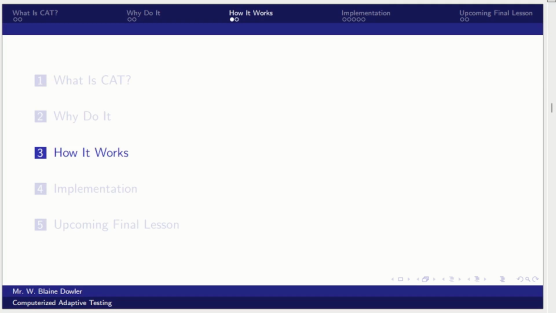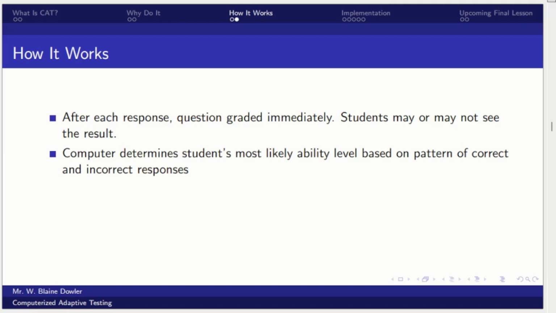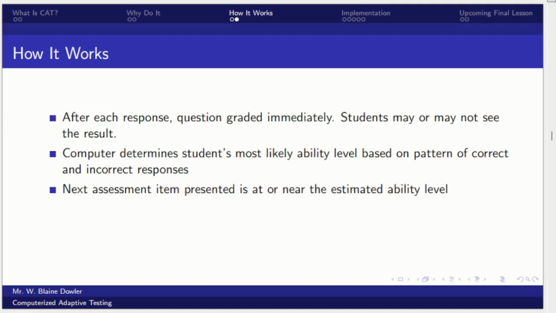So how does this work? How is it that much more effective? After each response, the question is graded immediately. The students may or may not see the result. That depends on the assessment itself. The computer then determines the student's most likely ability level based on the pattern of correct and incorrect responses received. Of course, if they're only correct or only incorrect, it'll adjust the difficulty level until that changes. And then the next assessment item that's presented to the student is at or near the estimated ability level.